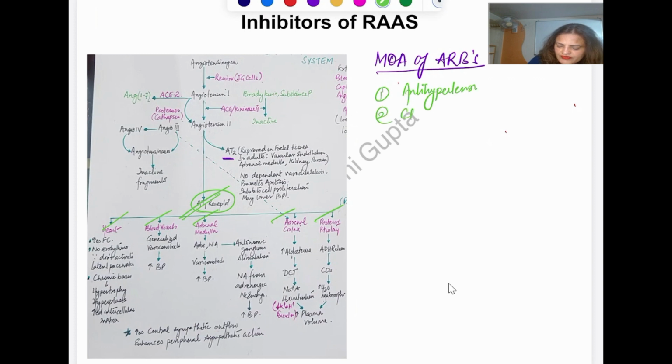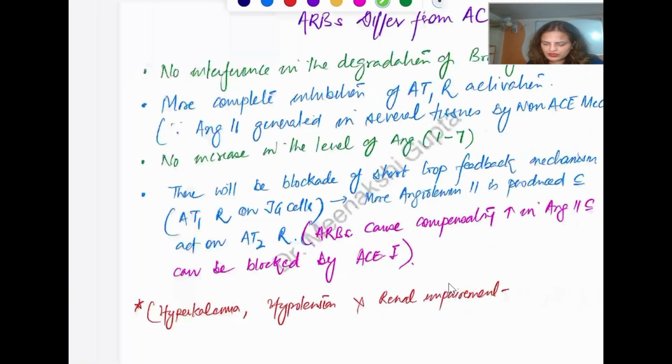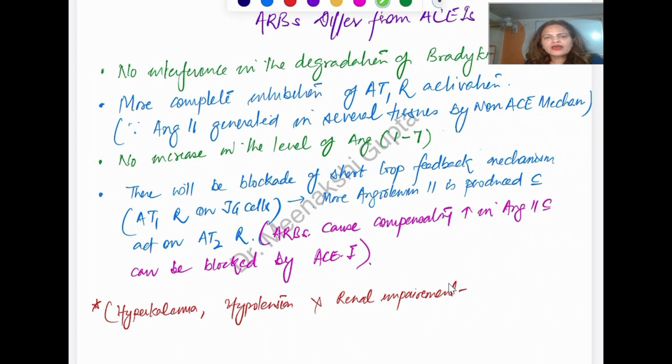Then for CHF, there are a few differences with the angiotensin receptor blocker in comparison to the ACE inhibitor. Can we give both together, or which one is to be preferred over the other? So you can see how the ARB differs from the ACE inhibitor.